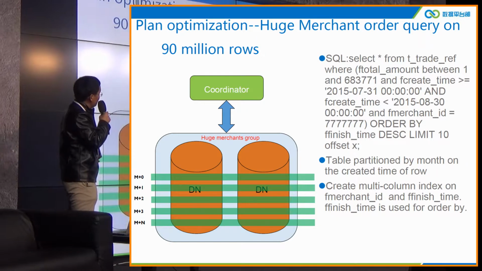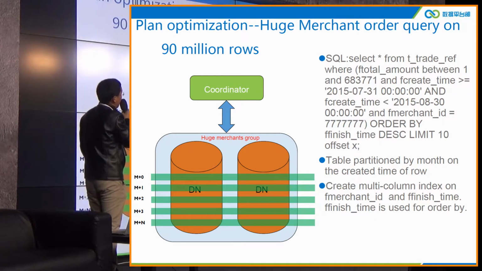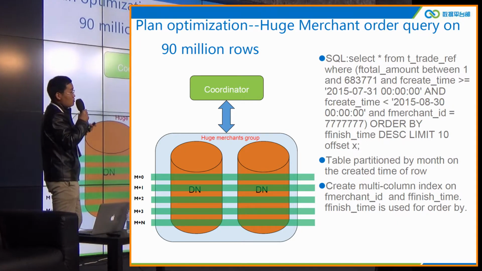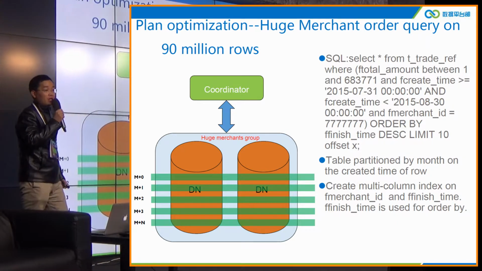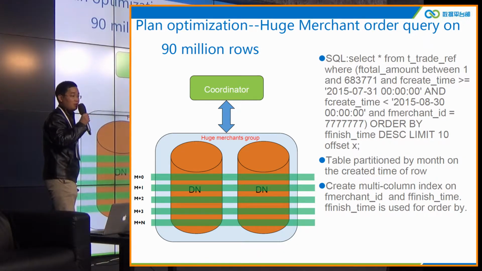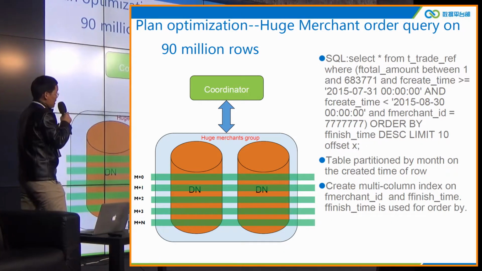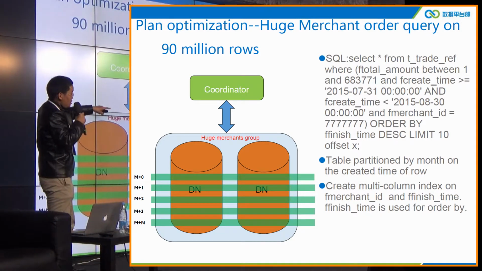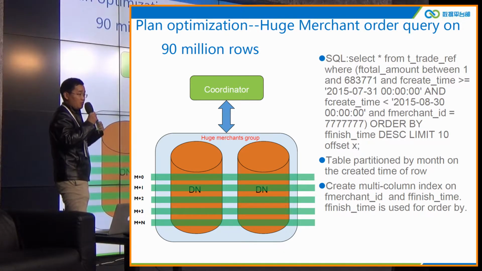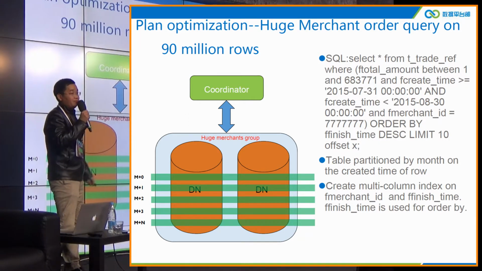Okay. Next, I will talk about a small plan optimization of order query. This is especially for huge merchants, because every day they have more than 3 million transactions per day. Sometimes, pretty often, they want to know the incomes of the past months, with every bill listed by the finish time.